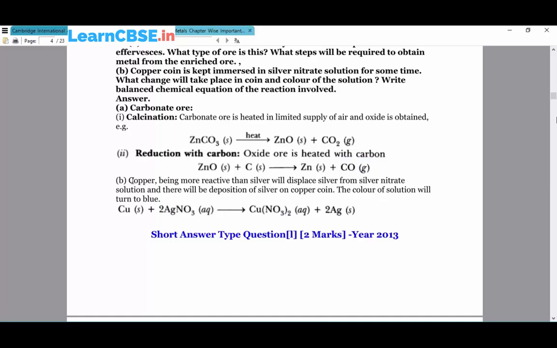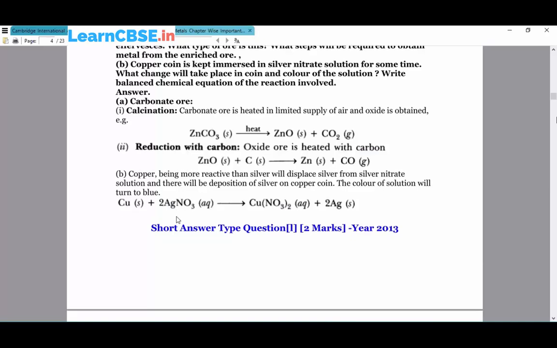So copper, being more reactive than silver, will displace the silver from the silver nitrate solution and there will be deposition of silver on the copper coin. So for example, Cu plus AgNO3 gives Cu(NO3)2 plus 2Ag. The copper is more reactive than the silver, so that's why it displaced the Ag metal.